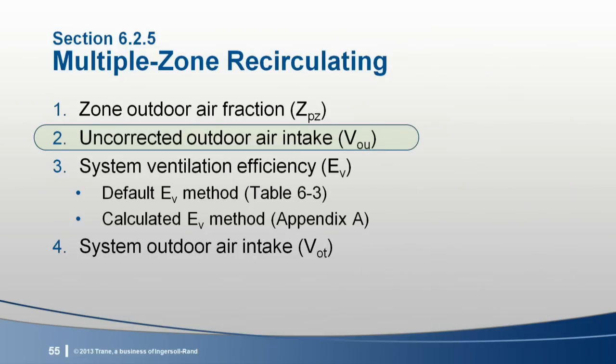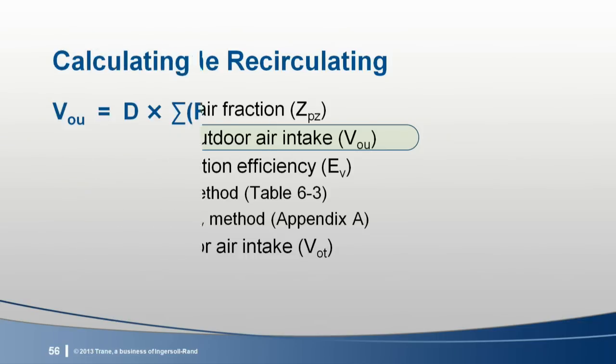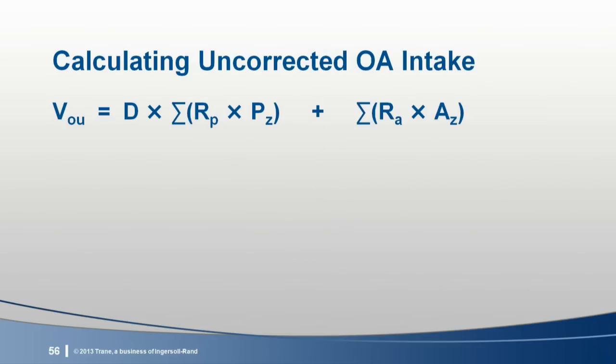With the zone outdoor air fractions calculated, the second step is to determine the uncorrected outdoor air intake. This is the system intake airflow that would be required if ventilation efficiency was 100%. And it's the amount of outdoor air that actually gets used in the breathing zones. Notice that this equation is basically the sum of the breathing zone rates that Paul described, with the exception of this factor D. The D stands for occupant diversity.